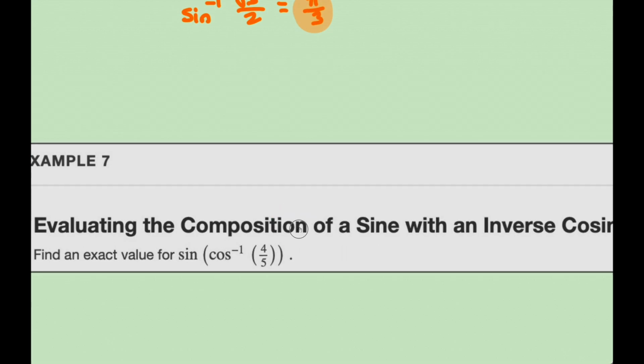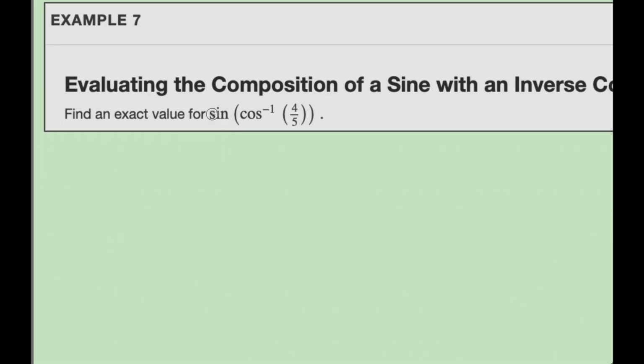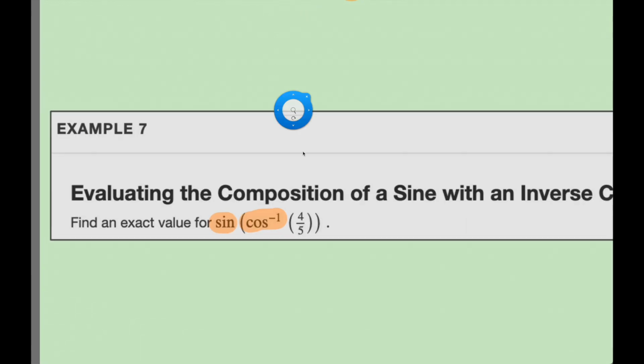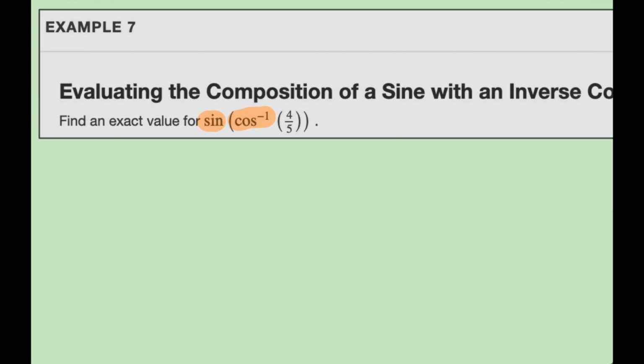All right, let's do another one where they don't match. This time, the sine is going to be on the outside, and the inverse cosine is going to be on the inside. If you notice, it's the opposite of what we have over here. The inverse is on the outside there. This time, the regular is on the outside and the inverse is on the inside. So this one is going to be interesting.